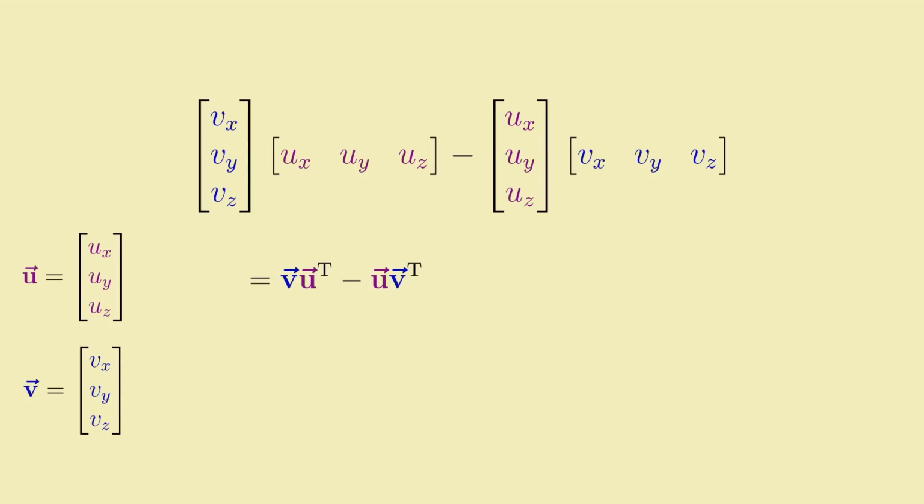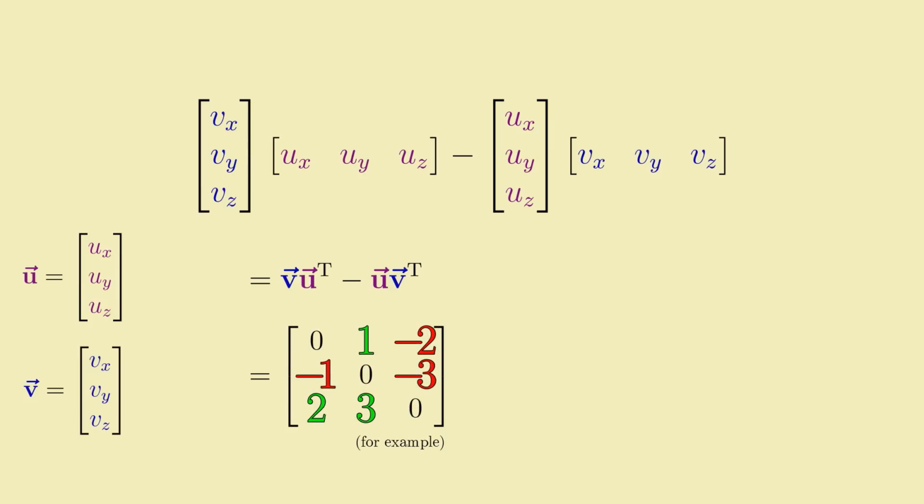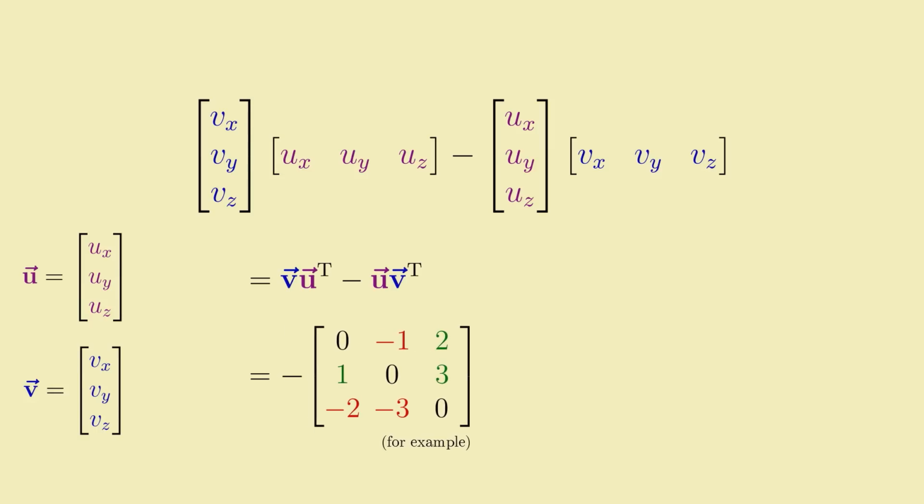Now, when taking the difference between two oppositely arranged outer products in this way, the resulting matrix always has a special form. The diagonal entries will all be 0, and entries on opposite sides of the diagonal will always be negatives of each other. In fact, taking the transpose of this matrix, swapping its rows and columns, does the same thing as simply negating the matrix, flipping the signs of all its entries. Matrices like this have a special name. They're called skew-symmetric matrices.